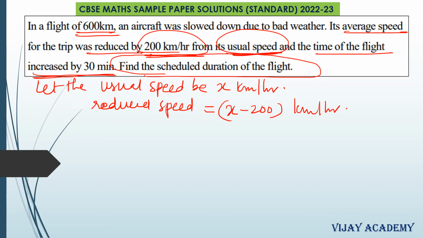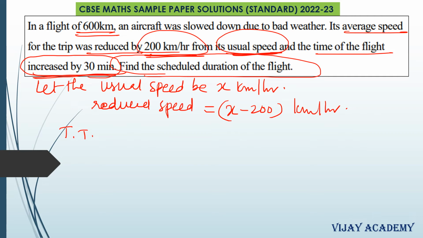Now it is given that the time of the flight increased by 30 minutes. When the speed is reduced, time taken will be more than the usual time, that is, by 30 minutes. First let us write the time taken in the case of usual speed and the time taken in the case of reduced speed.